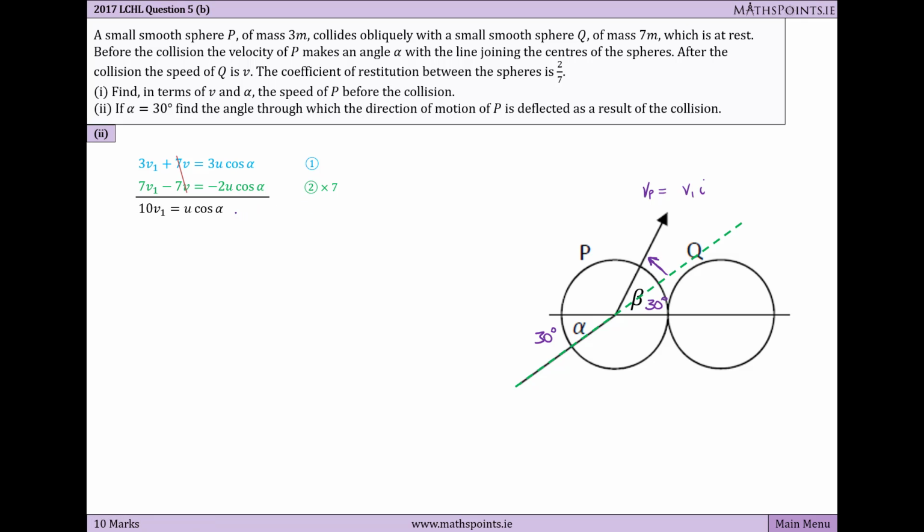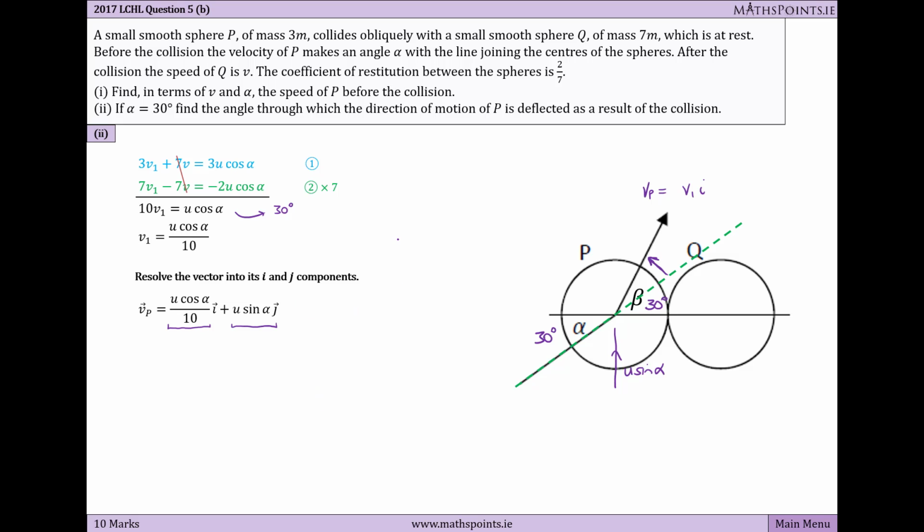Now I can sub in 30 degrees for alpha at any stage, but I'm just going to leave it in the question for now, and then I'm going to divide both sides by 10 to give me that v1 is equal to u cos alpha over 10. Now to find beta, we have the velocity of P as u cos alpha over 10 i, so we've just found its i component, and then remember its j component is as it was before the collision. The j component here was u sine alpha, and that didn't change as a result of the collision.